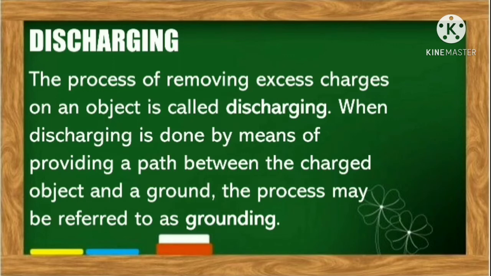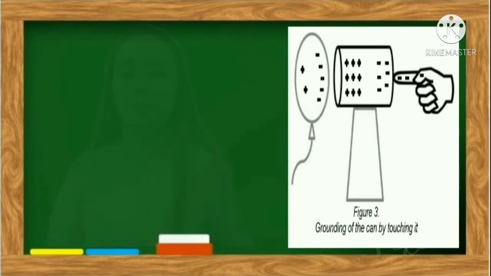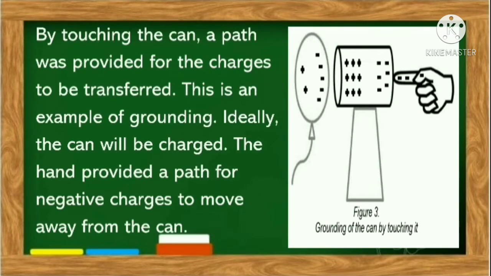Grounding is necessary in electrical devices and equipment since it can prevent the buildup of excess charges when it is not needed. By touching the can, a path was provided for the charges to be transferred. This is an example of grounding. Ideally, the can will be charged. The hand provided a path for the negative charges to move away from the can. Thus, when the hand was removed, the can was left with a net charge. The can has acquired a net positive charge.